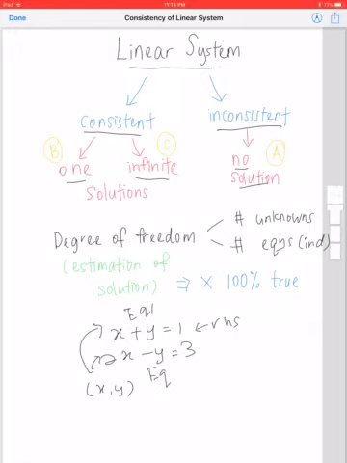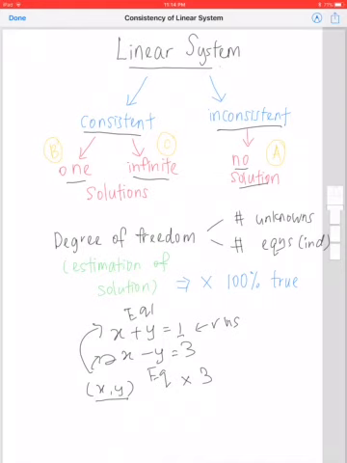Whereas for inconsistent, no solutions, the values that you found for x and y, when you substitute into the first equation, maybe you will get the value of 1. But when you substitute into the second equation, you wouldn't get the value of 3. So the values that you found are inconsistent, and there's no solution for this linear system.